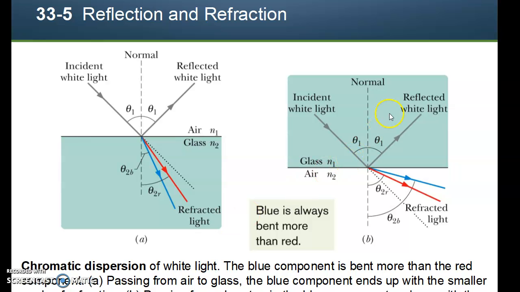So if you had air coming out here, essentially this would be bent back towards the other direction. Now, what they show here is red and blue, and blue is bent more than the red component. So passing from air to glass, the blue component ends up with a smaller angle of refraction. And then when you pass from glass to air, it ends up with a greater degree of refraction. So those two things show that blue is always bent more than red. It's a good rule of thumb to remember.